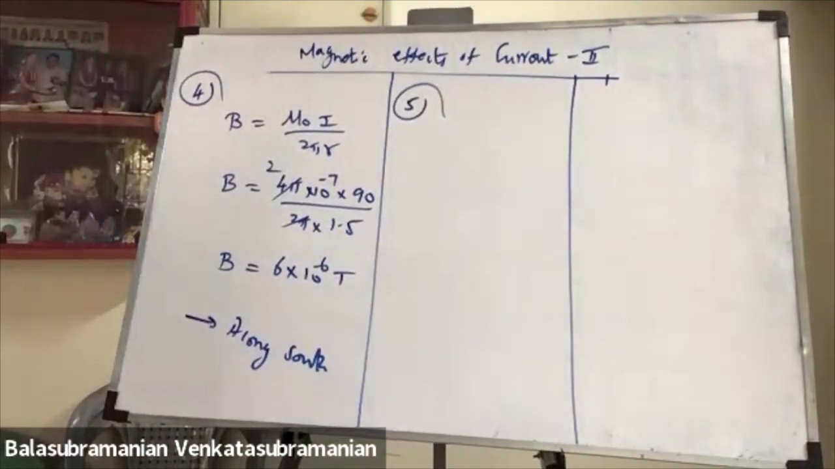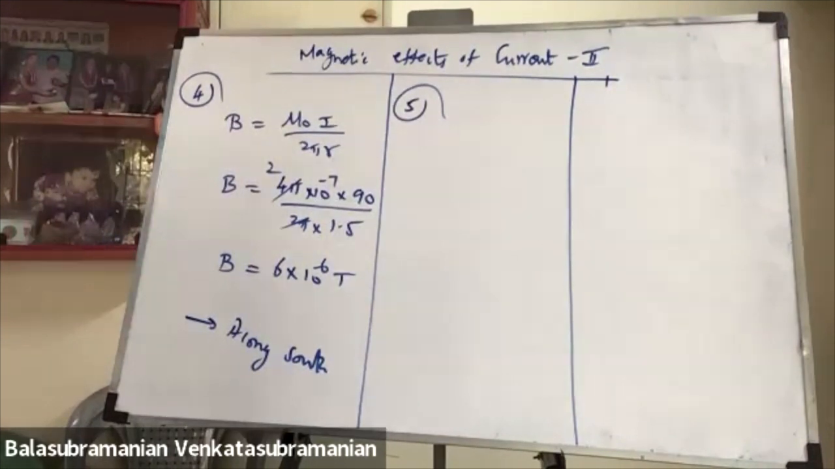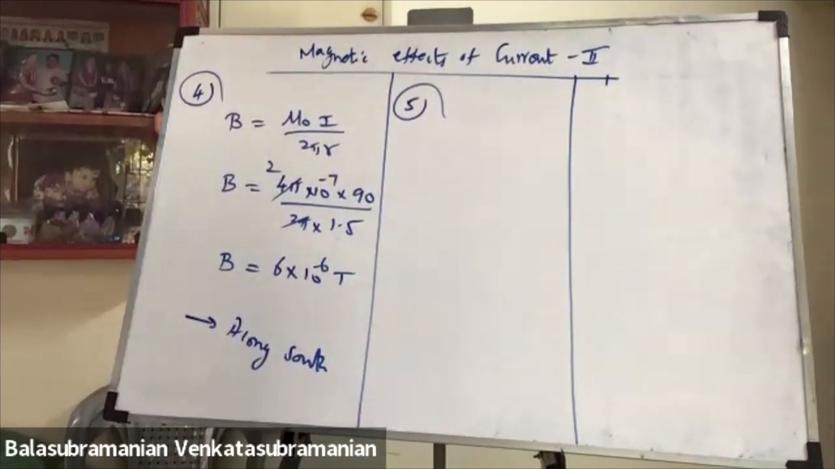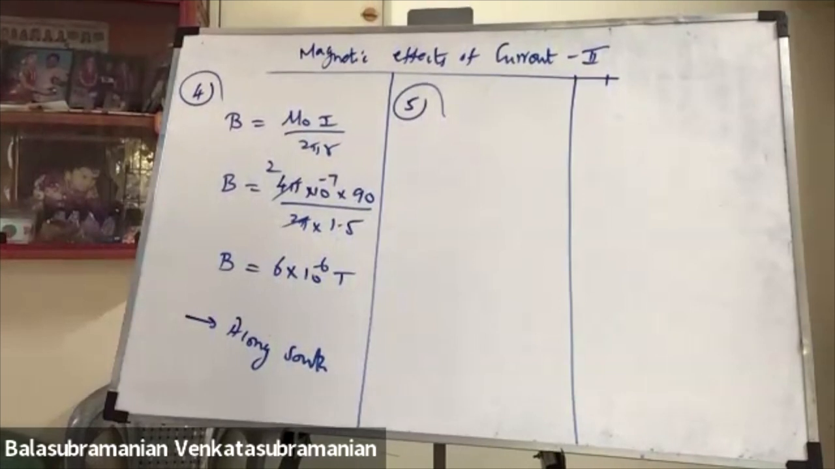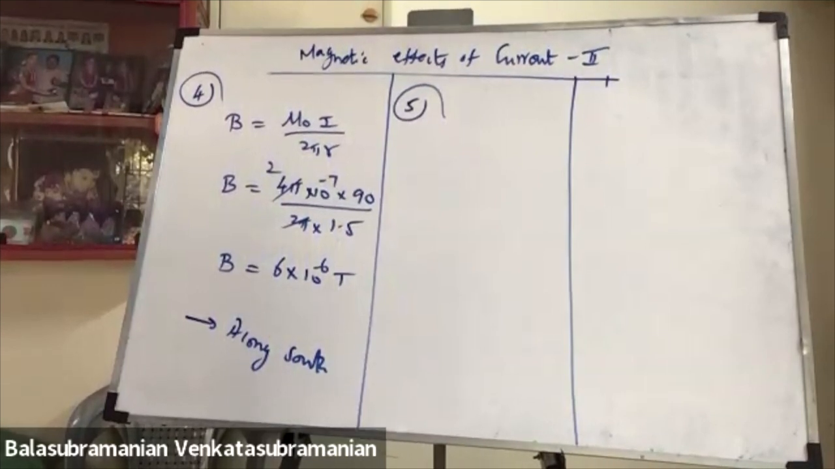What is the magnitude of magnetic force per unit length of the wire carrying a current of 8 ampere and making an angle of 30 degree with the direction of uniform magnetic field of 0.15 Tesla? The question is, you have to calculate force per unit length.